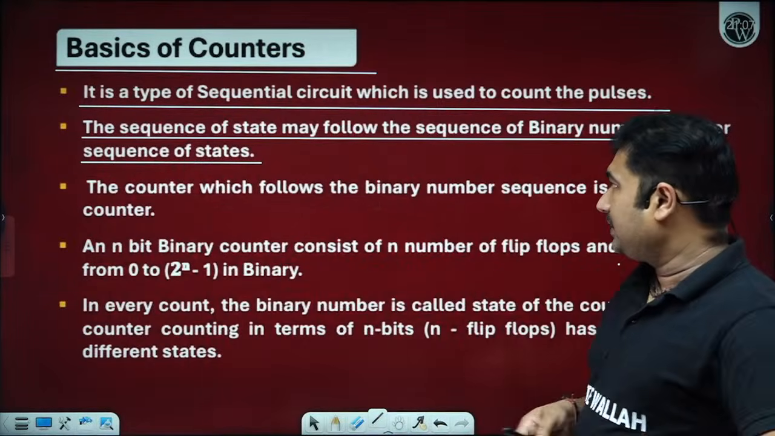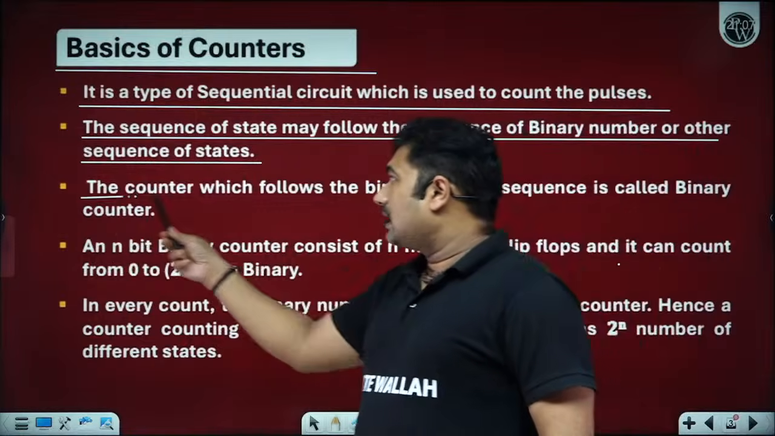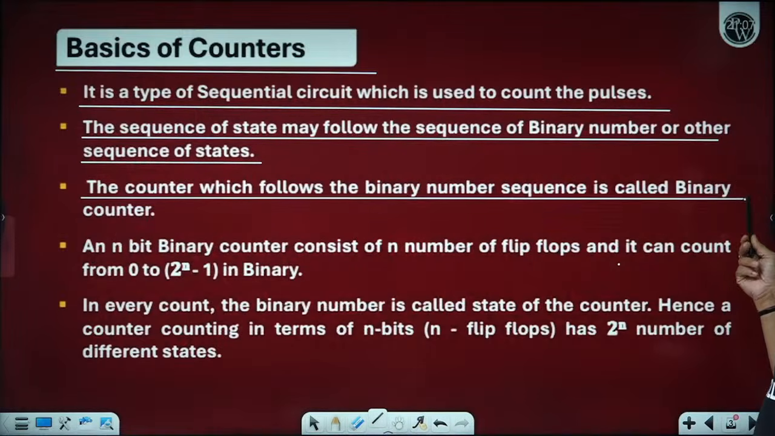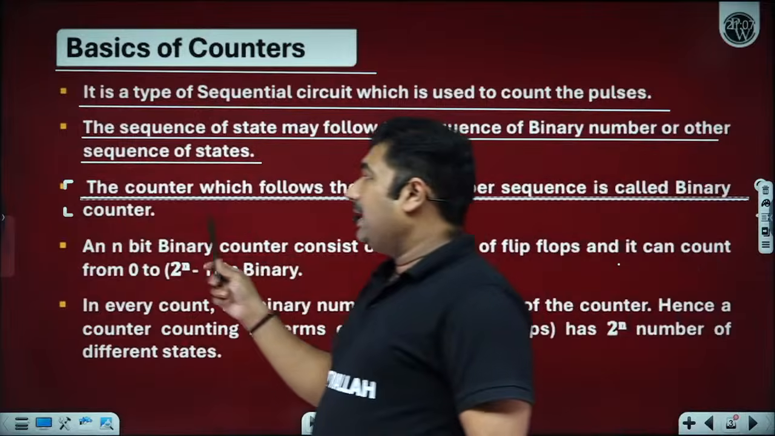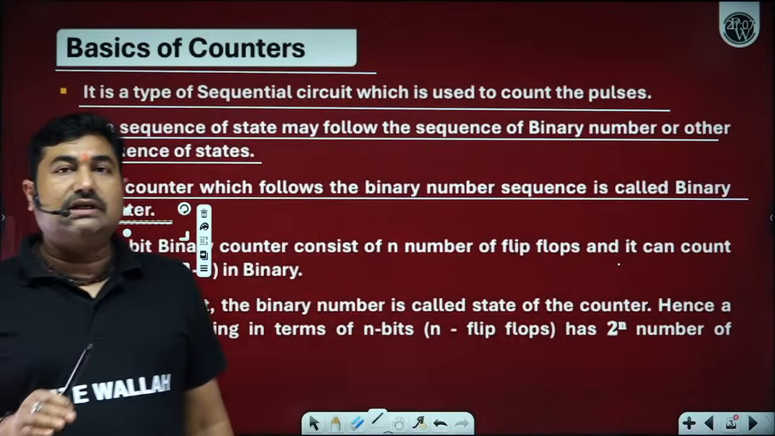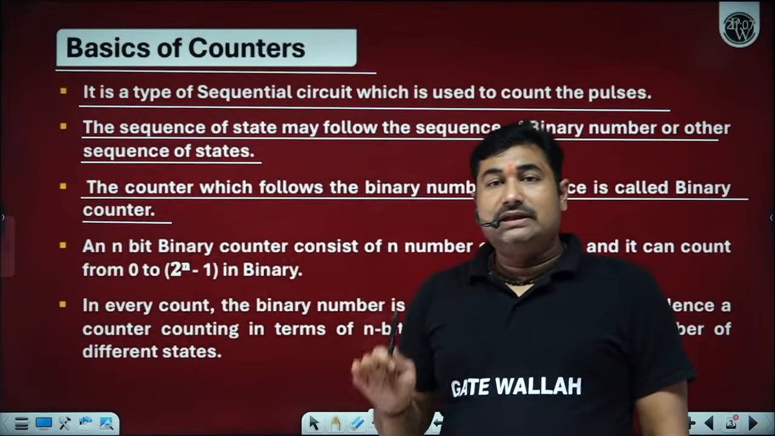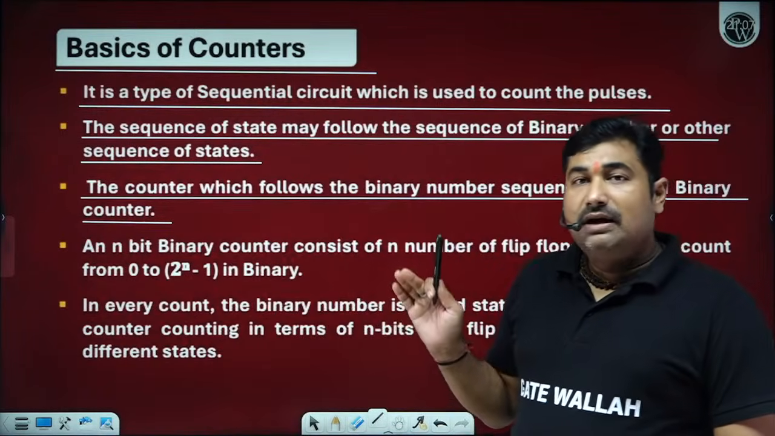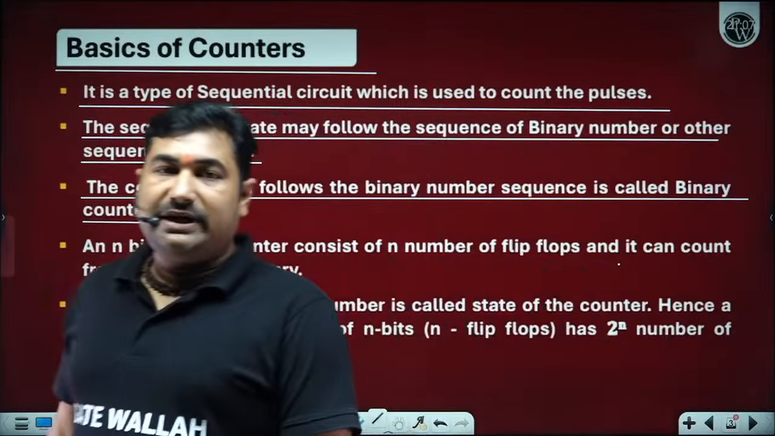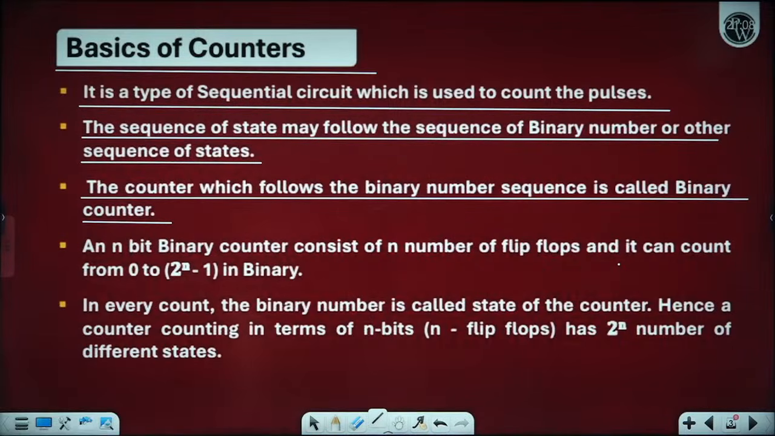Is it okay? So the counter which follows the binary number sequence is called a binary counter. If the counter follows the binary sequence, it doesn't matter whether up or down, then only we call it a binary counter.